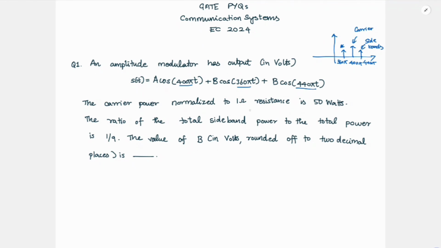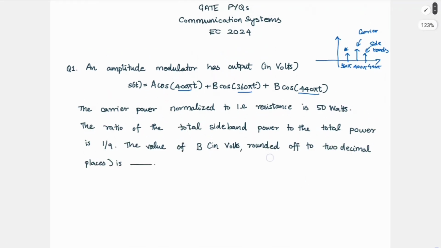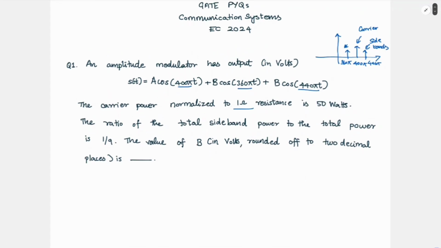The carrier power normalized to 1 ohm resistance is 50 watts. In communication systems, as we also saw in signals and systems, power we always normalize to 1 ohm. So for A cos 400 pi t, which is in volts, we'll always normalize it as some volt square per ohm, 1 ohm. We'll write the power just by integrating V square of t with dt. Ideally the power should be V square by R, so R we are normalizing to 1, and it is just the integral of V square dt.